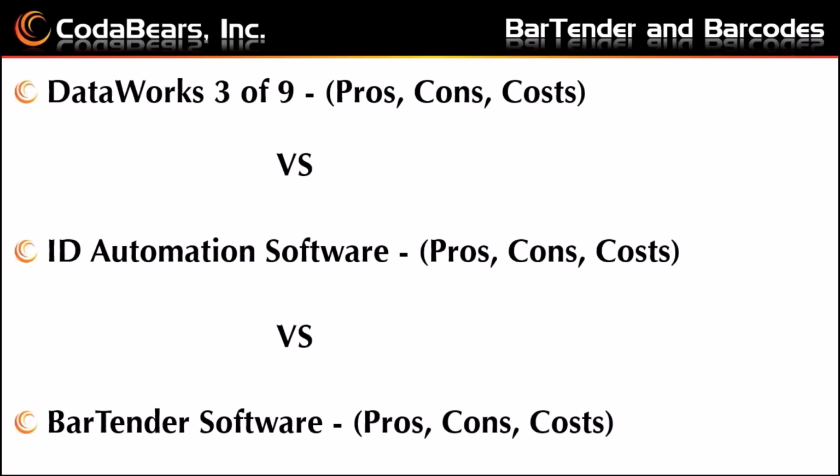As mentioned, we're going to discuss three options. The three options we're going to discuss are DataWorks 3 of 9, ID automation software, and BarTender software. We'll go through an overview of the pros and cons and costs in the next couple of slides, and then slides with individual information about each of the different options.